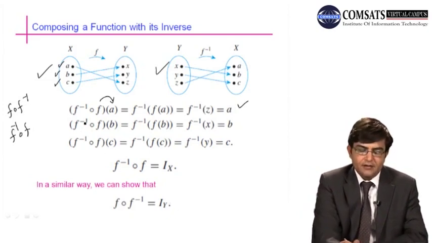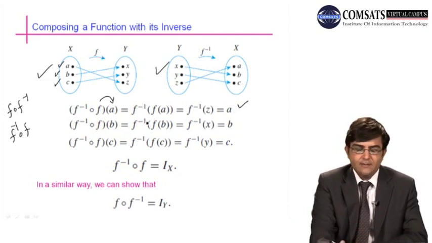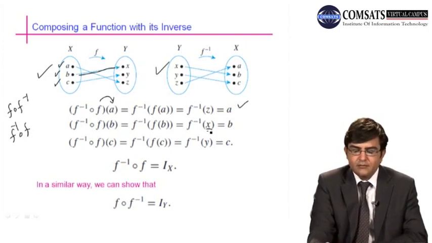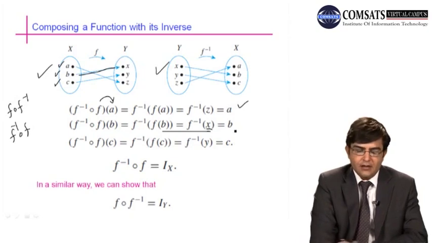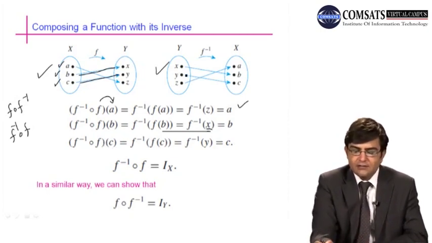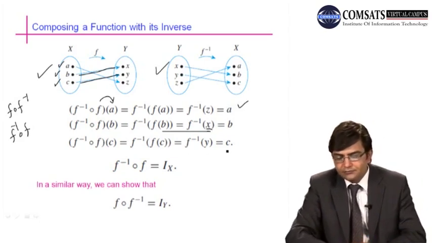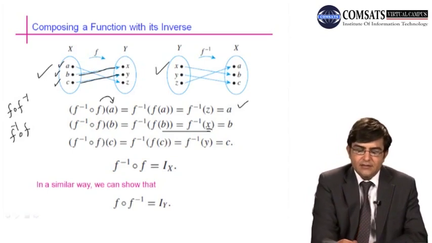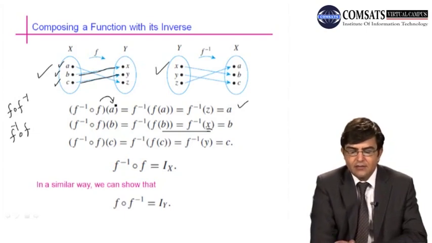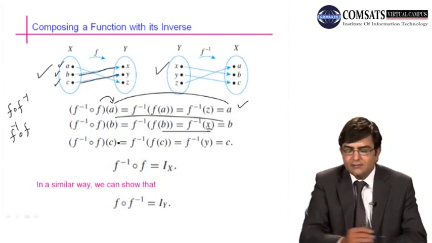Similarly, f inverse circle f of b is f inverse of f of b. Now what is f of b? F of b is x here. Now f inverse of x, x is connected to b, so this again comes to b. F inverse circle f of c is basically f inverse of f of c. C is connected to y. Now y is connected to c, so f inverse of y is c. Here we can see that under the composition of these two functions, the image of A is A, image of B is B, image of C is C.